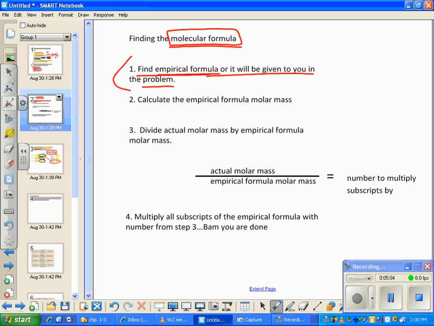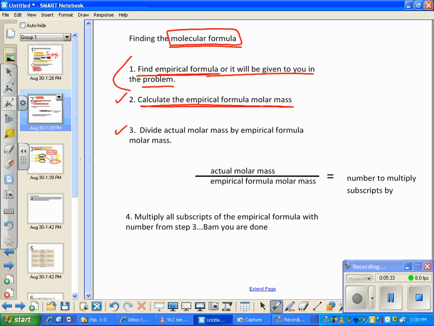Okay? Some problems are a little simpler. They will actually give you the empirical formula before you start. So then you can start at step number 2 and then just do steps 3 and 4. So sometimes you'll start with the percents and have to find the empirical formula, then go through and do the rest of this. Some of them you'll be given the empirical formula, so then you go right to the second step, which is calculate empirical formula molar mass.